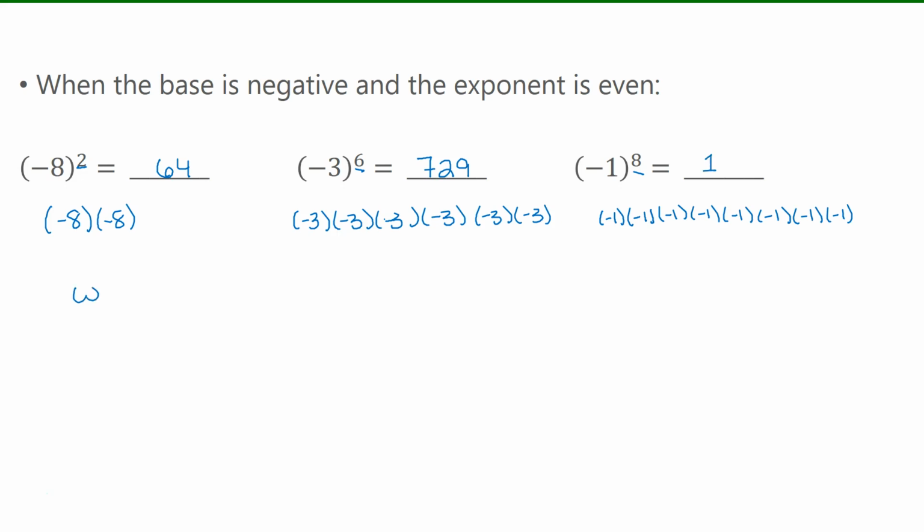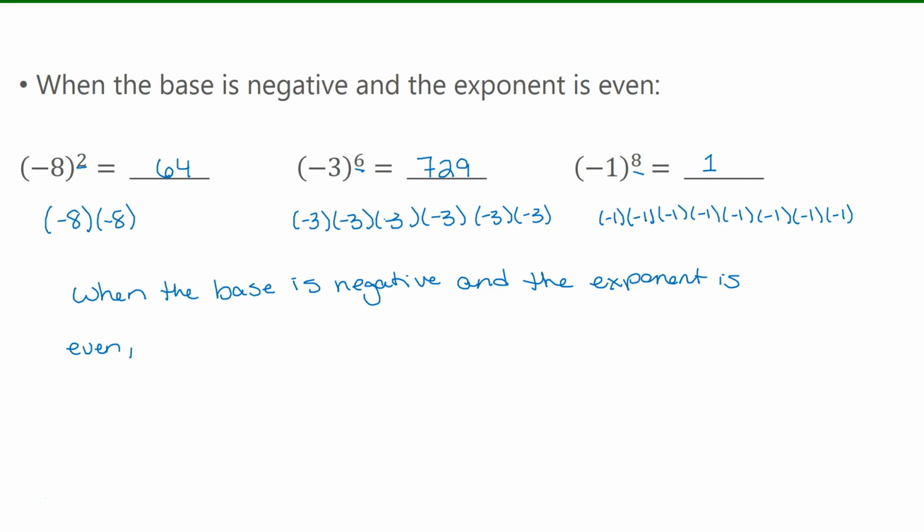So what we can say here is that when the base is negative and the exponent is even, the answer will be positive.